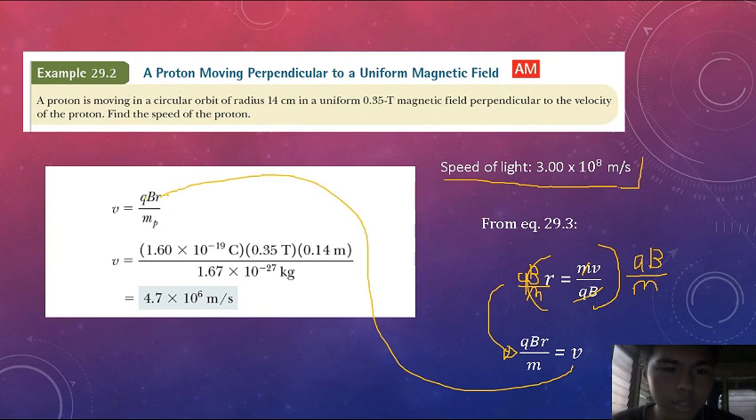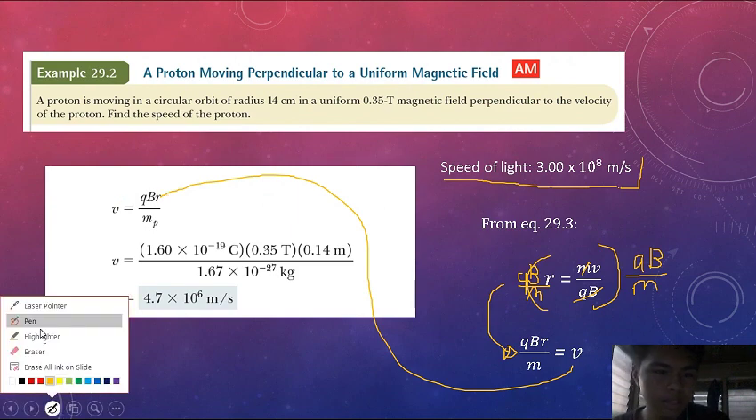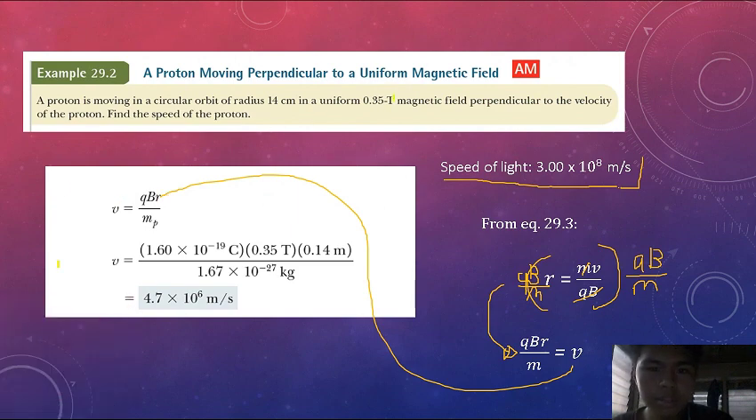And ma-input natin yung charge, which is proton, which is the value of 1.6 times 10 raised to the negative 19 coulomb, and our magnetic field, which is 0.35 Tesla, and the radius, which is 0.14 meter, if you convert that from centimeter. And ito din yung mass ng proton which is given na siya. And calculating all of that, we will have 4.7 times 10 to the 6 meter per second. And that is the speed of the proton.